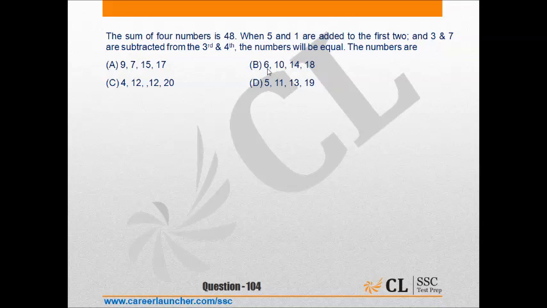Now I have to see in which number among the given options, if I add 5, it will become 11. If I see option A, it is 9, 9 plus 5 is not 11. 6 plus 5 is 11, possible. 4 plus 5 is 9, not possible. 5 plus 5 is 10, not 11, not possible. So answer is option B. I will not check this question further.